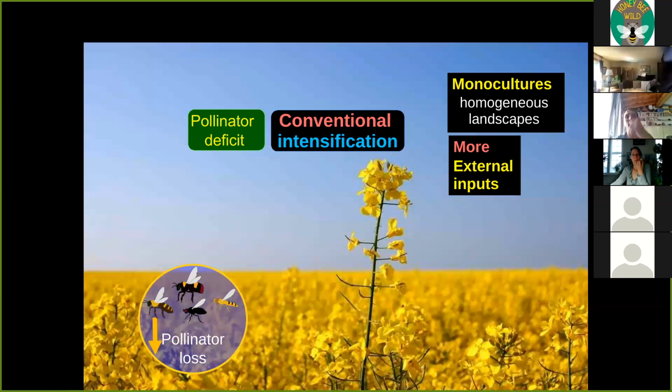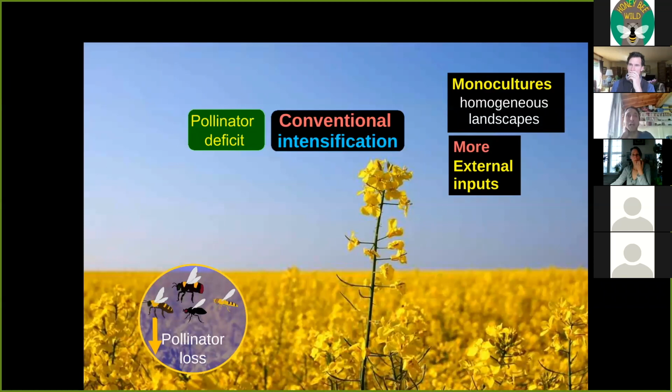And why is it that we are finding such a clear pattern all over the world that in general crops need more pollen? This is because pollinator deficit is the result of demand and offer of pollen. So on the one side, we create these large-scale monocultures that demand a lot of pollen. So we have a huge demand, but at the same time, we destroy the environment for bees. So the offer of pollen is very little. So as a result, we are creating a huge pollinator deficit with our conventional intensification practices. So conventional intensification practices is the perfect recipe for pollinator deficit.